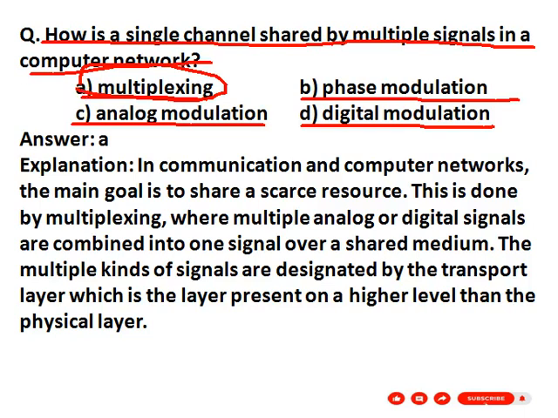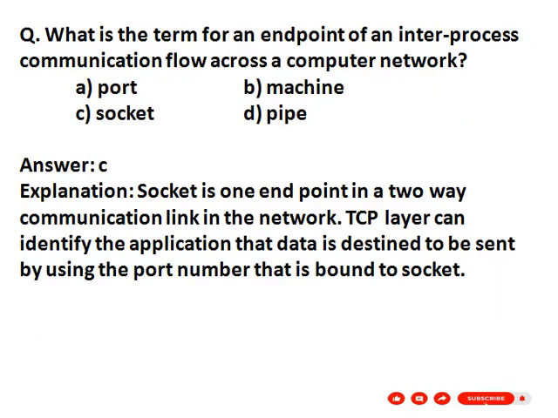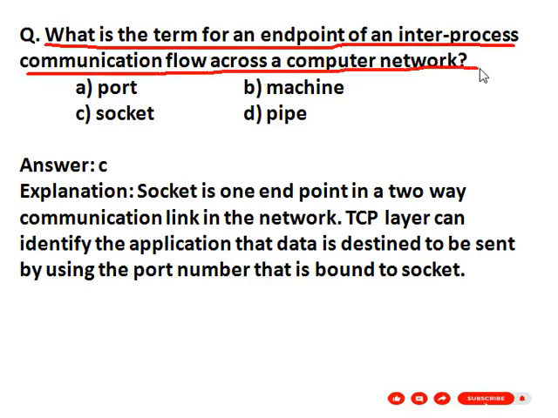Next question: what is the term for an endpoint of an inter-process communication flow across a computer network? Given options are A port, B machine, C socket, D pipe. Your correct answer is option C socket.